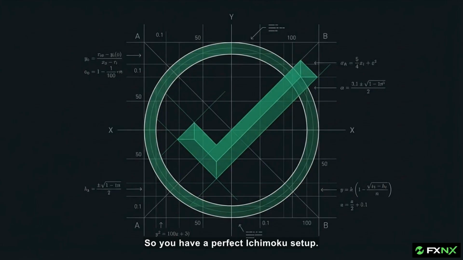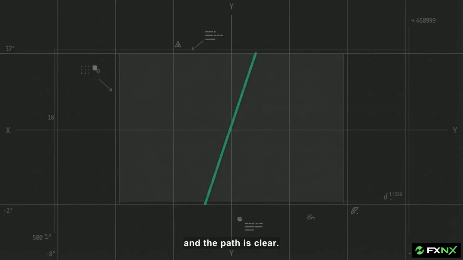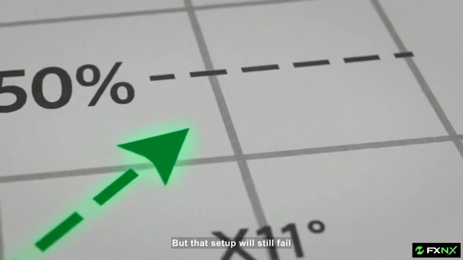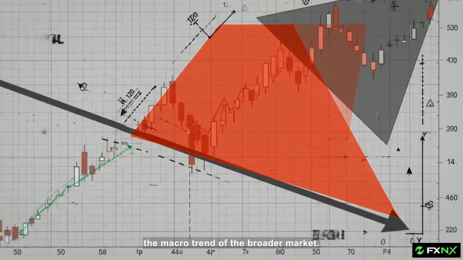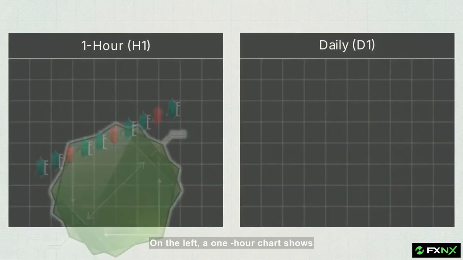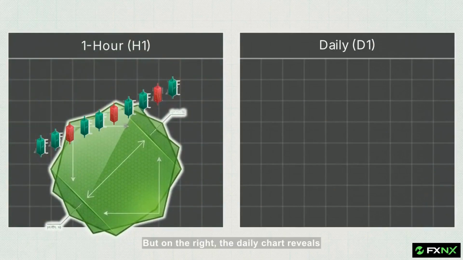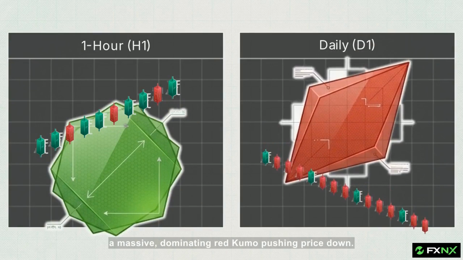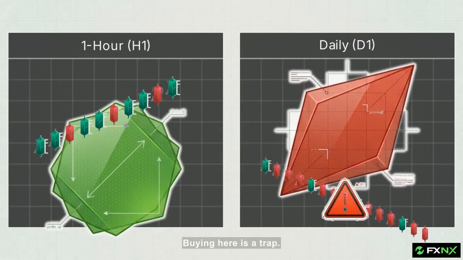So you have a perfect Ichimoku setup. The environment is bullish, the momentum crossed, and the path is clear. But that setup will still fail if you are trading directly against the macro trend of the broader market. Look at this split-screen comparison. On the left, a 1-hour chart shows a pristine, glowing green buy signal. But on the right, the daily chart reveals a massive, dominating red Kumo pushing price down. Buying here is a trap.